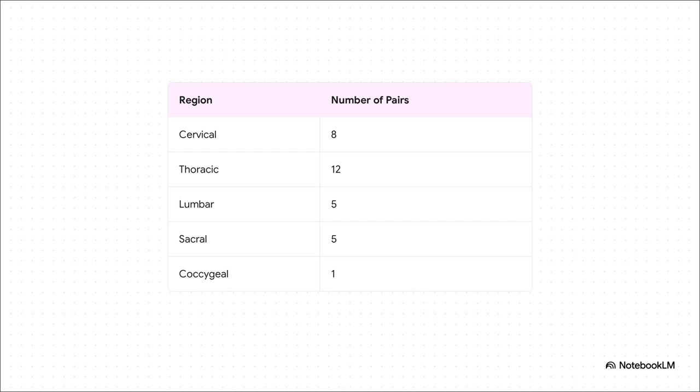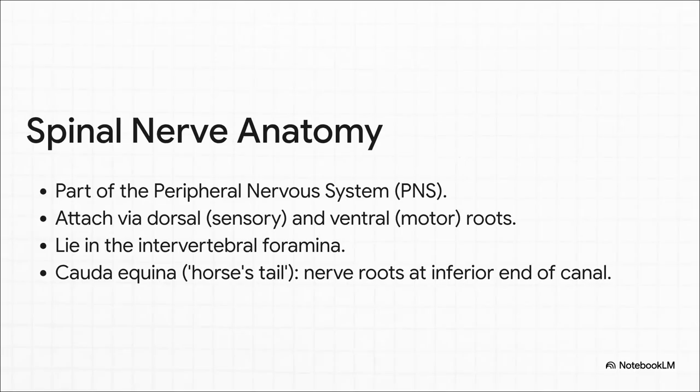And as this table shows us, that total of 31 pairs is broken down by region. We have 8 pairs in the cervical or neck region, 12 in the thoracic region, 5 in the lumbar, 5 in the sacral, and then that final, single coccygeal pair at the very bottom. Now technically, these spinal nerves are part of the peripheral nervous system, or PNS. Each nerve attaches to the spinal cord with two roots: a dorsal root which carries incoming sensory information, and a ventral root which carries outgoing motor commands.